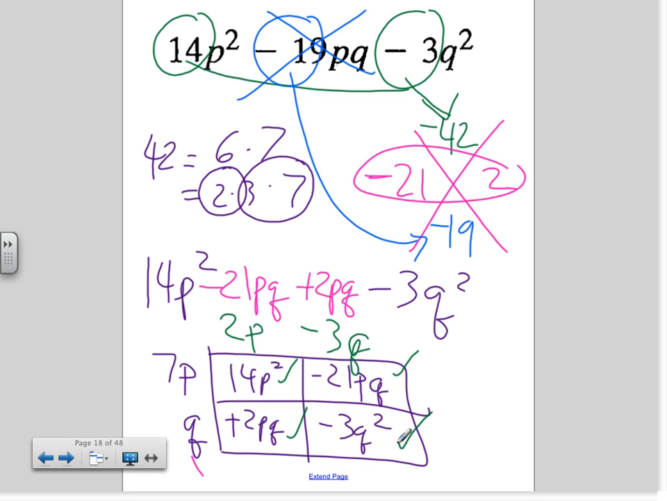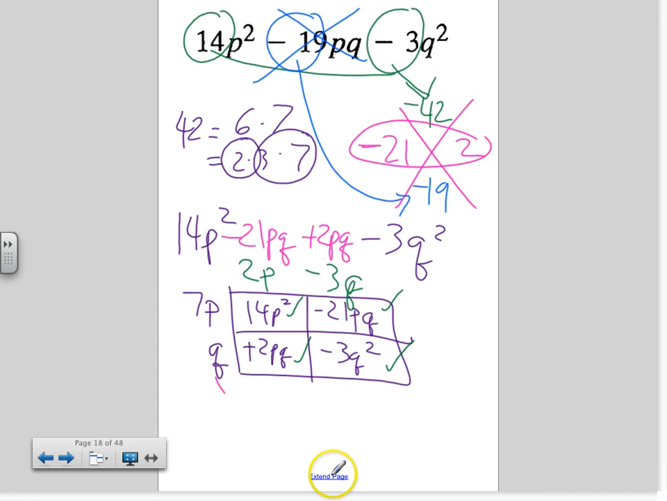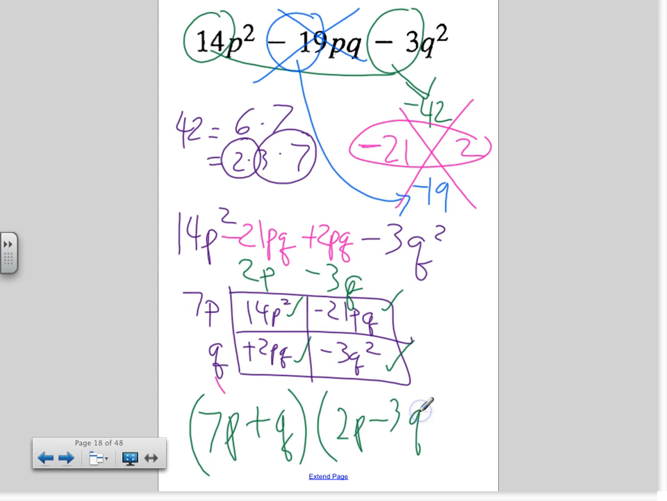What do I do now? Write it. So as I write it, it looks like this. 7p plus q times 2p minus 3q. And that's how I factor. Done. Well, isn't this times that give you back your original form? You have to show me. Don't just leave it as a box. You have to show it.